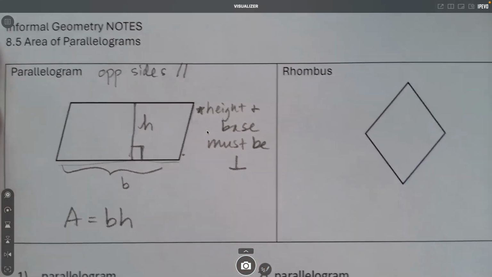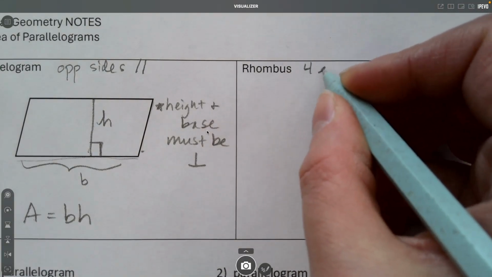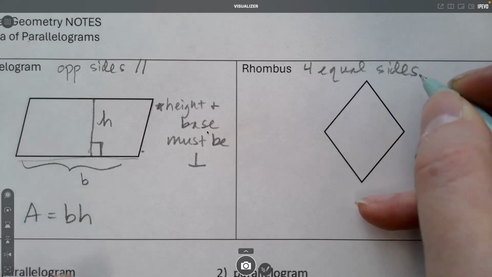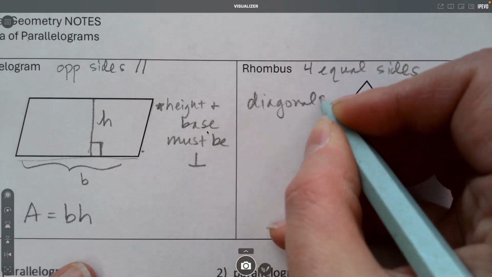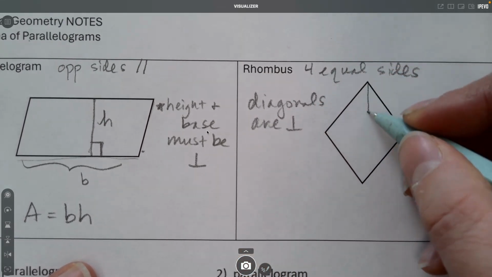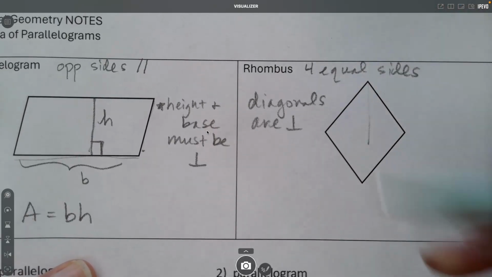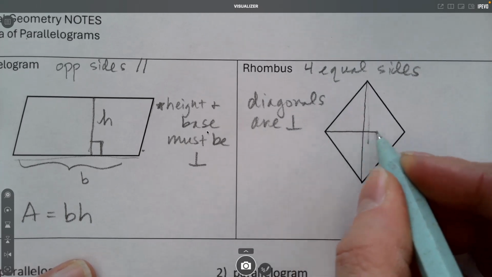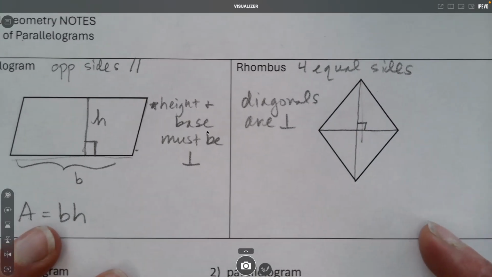So rhombus, if you remember, a rhombus had 4 equal sides. And on a rhombus, our diagonals are perpendicular. So a diagonal is when I connect these two vertices. That's kind of messy, let's make that a better line. So if I connect these two vertices that are across from each other and these other two, those diagonals form a right angle. They are perpendicular.